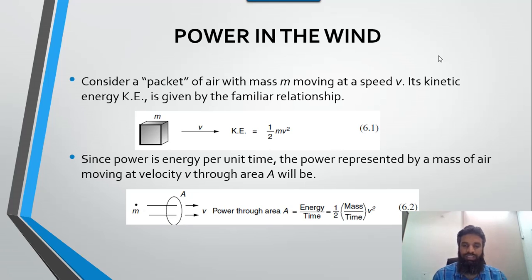a mass which is in motion has kinetic energy, and the basic formula for the kinetic energy is half m v square. So m is basically the mass, and v is the velocity of it. In order to measure the power, we have to divide the energy by the time. The energy per unit time is basically the power. So the kinetic energy divided by the time gives the power, and the basic formula would be half, m over t, into v square.